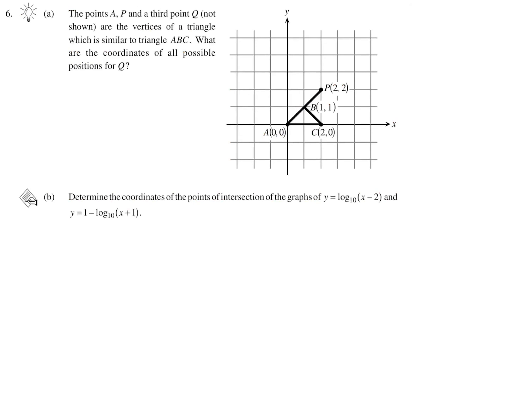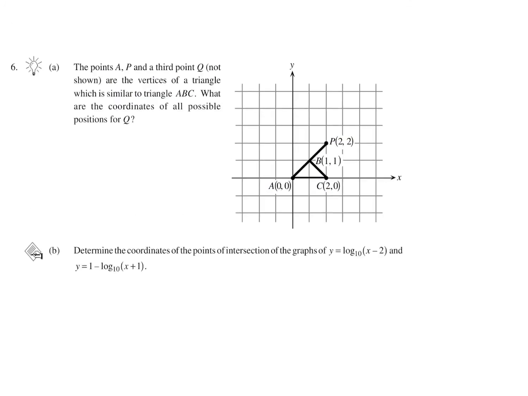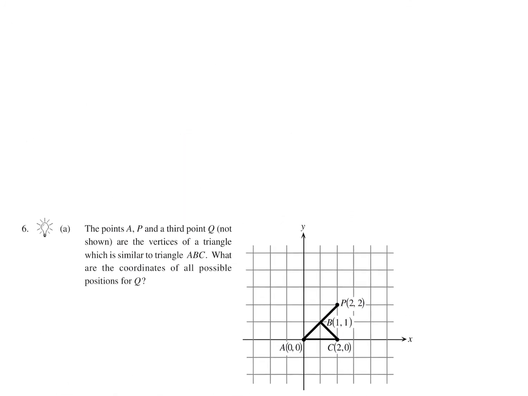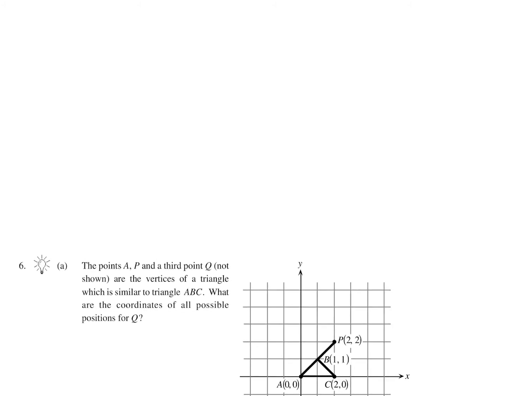The points A and P and a third point Q not shown are vertices of a triangle which is similar to triangle ABC. What are the coordinates of all possible positions for Q? Now, before we figure out all the positions for Q, we need to first assess triangle ABC and figure out what is the nature of that triangle. So we'll just draw it out. So it kind of looks like that, right?